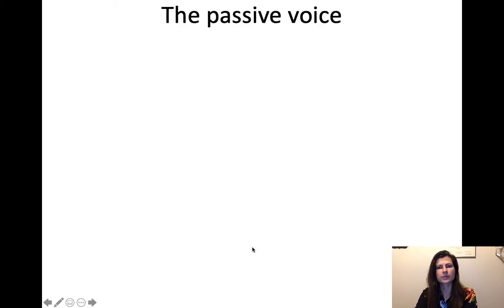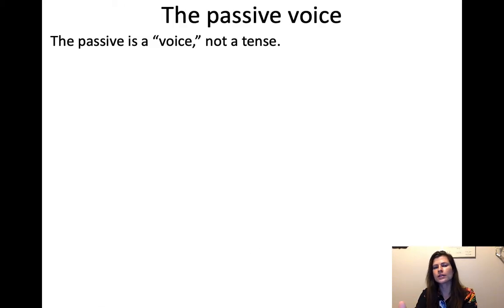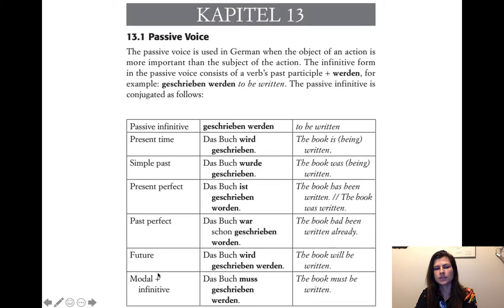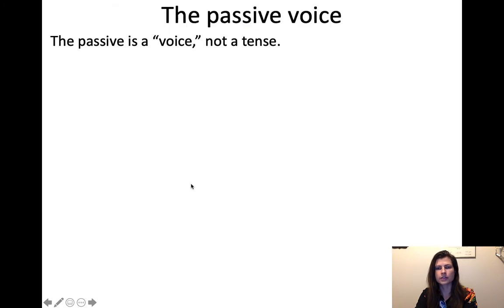So let's break down the passive voice. The passive is a voice, not a tense. So up until now, when we talk about different verbs, we're talking about tenses a lot of times. Present tense, past tense, future tense. And those are times. When is the verb happening? But the passive is not a tense, it's a voice. So that's why it can be used in all of these different tenses. It can happen in the present, in the future, in the past, whatever. But it's not about the time that the verb happens. It's about the relationship between the verb and the object.